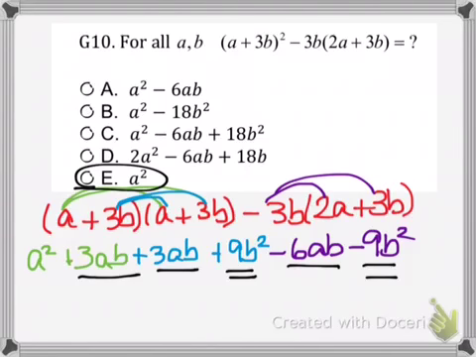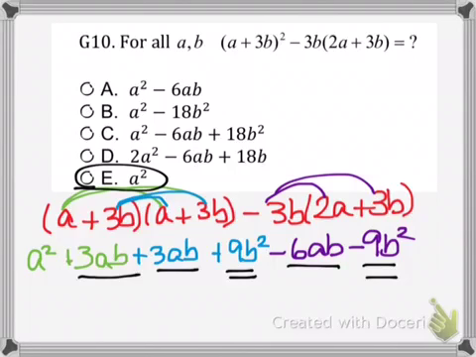And finally, number 10, for all a and b, a plus 3b squared minus 3b times 2a plus 3b equals. So again, I expanded and I got rid of my exponent. I wrote down a plus 3b 2 times, then minus 3b times 2a plus 3b.